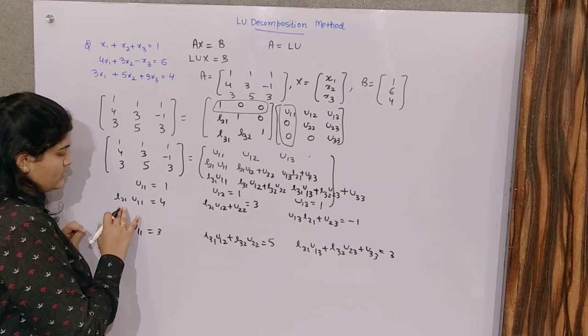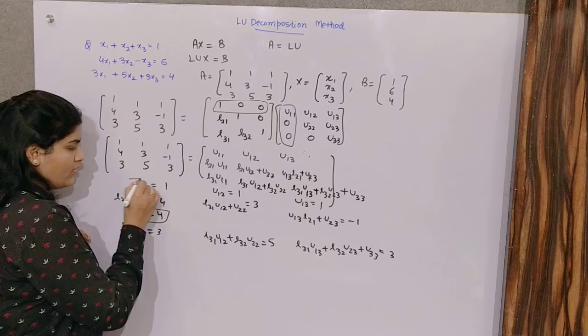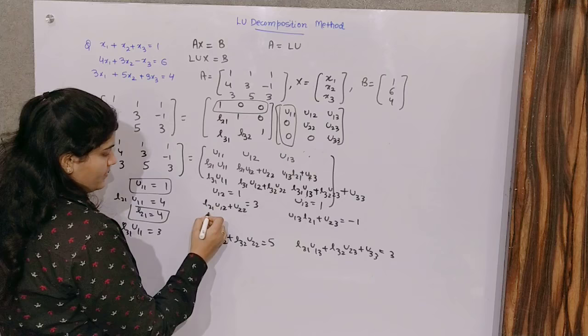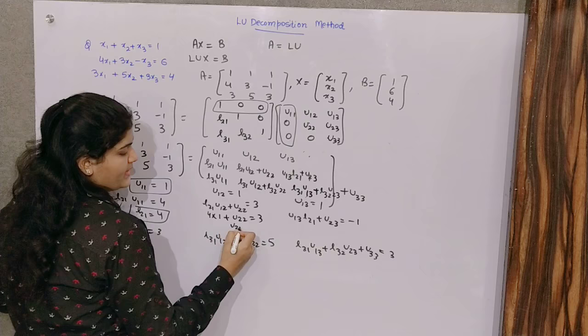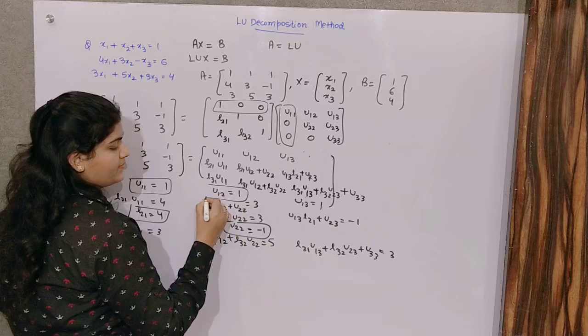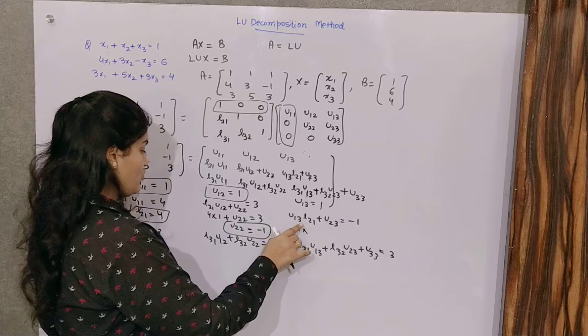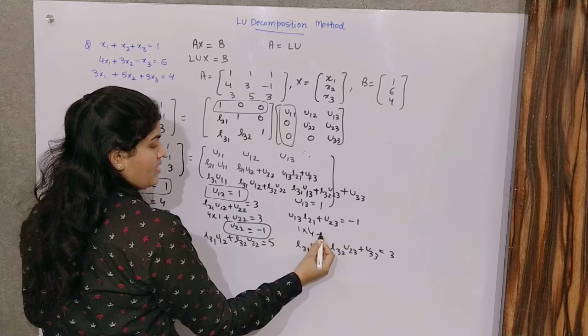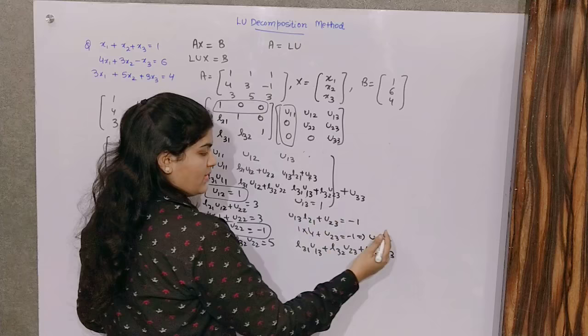U11 is 1, so L21 becomes 4 divided by 1, which is 4. Now L21 is 4 and U12 is 1, so U22 becomes 3 minus 4 times 1, which is minus 1. Then U13 is 1 and L21 is 4, and the right side is minus 1, so U23 becomes minus 1 minus 4, which is minus 5.